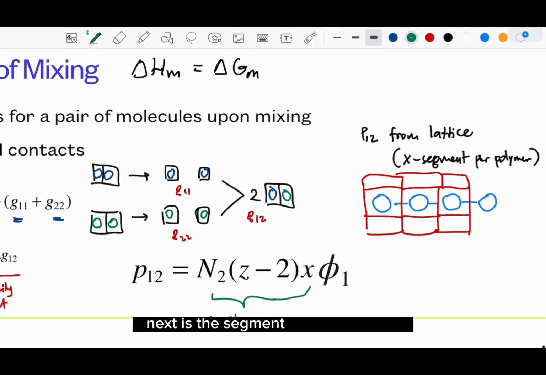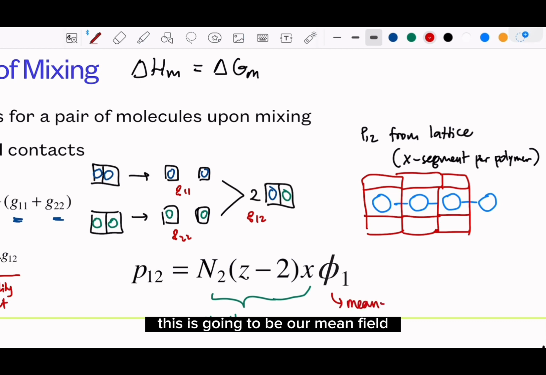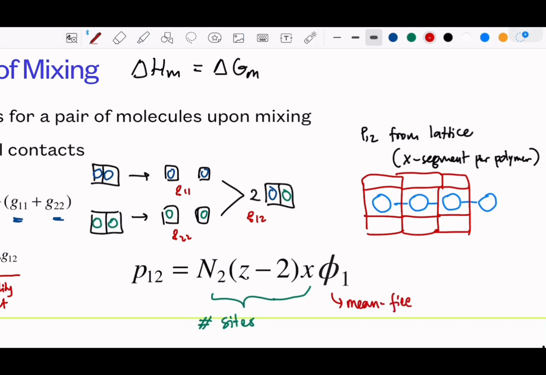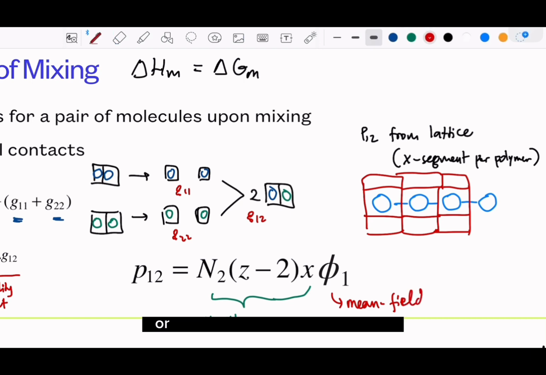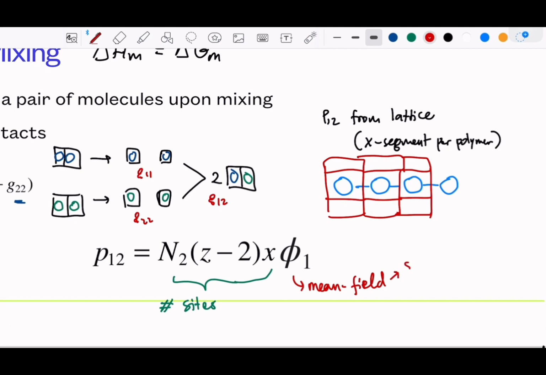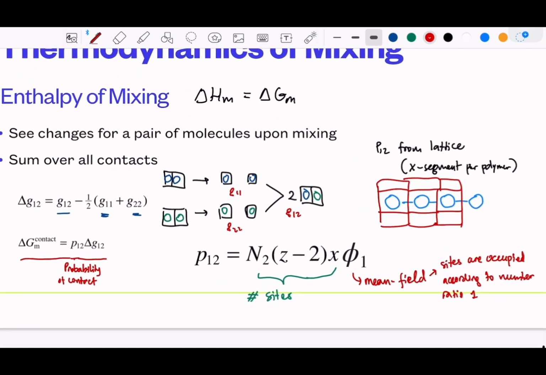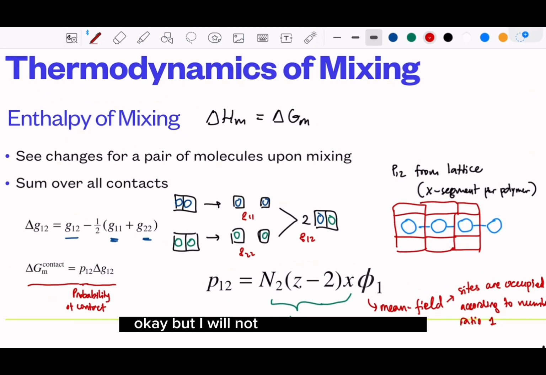X is the segment, okay. And the phi 1, this is going to be our mean field, or the best way to illustrate this is sites that are occupied according to number ratio 1. Okay, but I will not describe further. Okay.